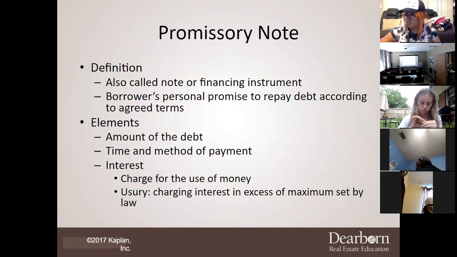Some credit cards can go up to 24. If someone offers you 18% interest, I would not take it. That's going to be a lot of money.